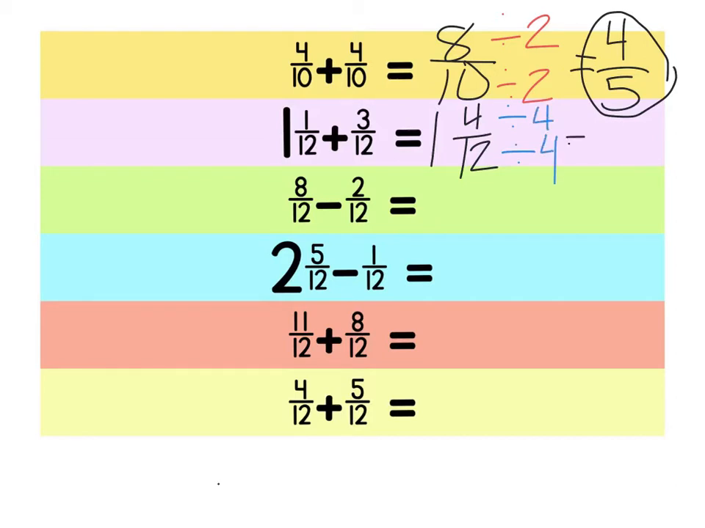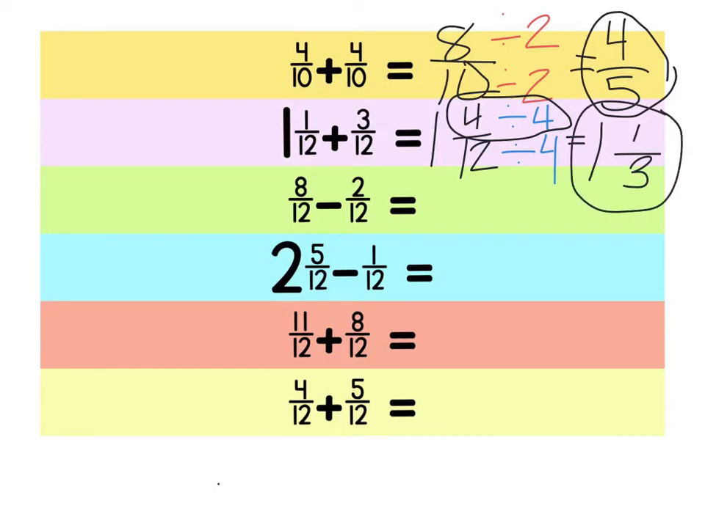Now I don't forget my mixed number, I rewrite my 1, and then I do 4 divided by 4 is 1. 12 divided by 4 is, I'm sorry, it is not 4, it is 3. And my final answer is 1 1/3.